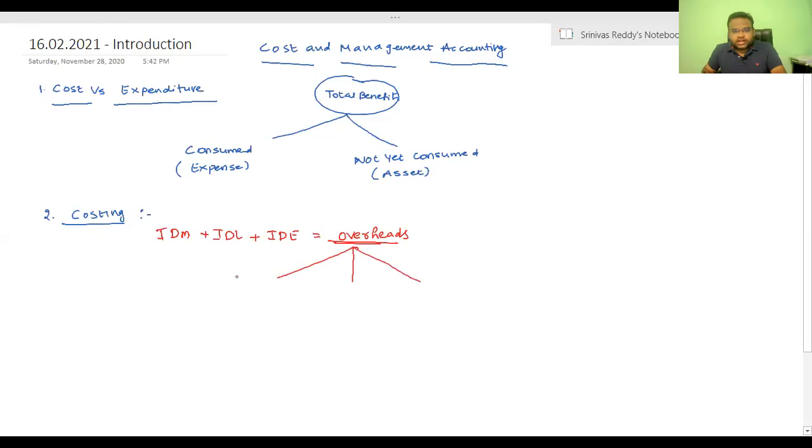This screen is visible, right? Factory overheads, office and administrative overheads, selling and distribution overheads. So the indirect material, indirect labor, and indirect expenditure, I am terming as overheads. And again, these overheads I'm classifying into factory overheads, office and administrative overheads, and selling and distribution overheads.